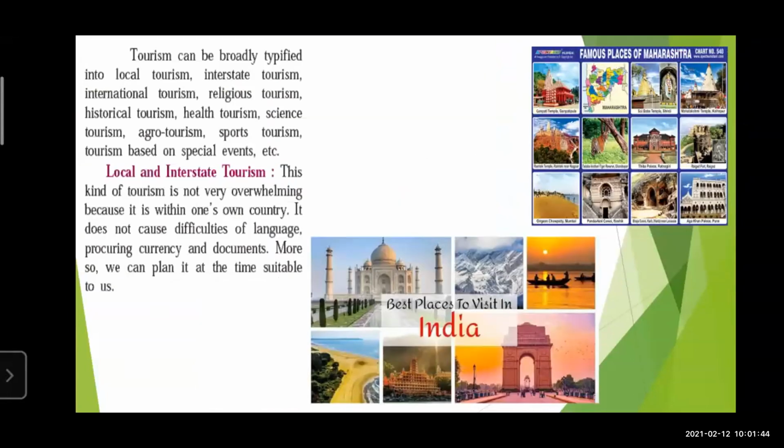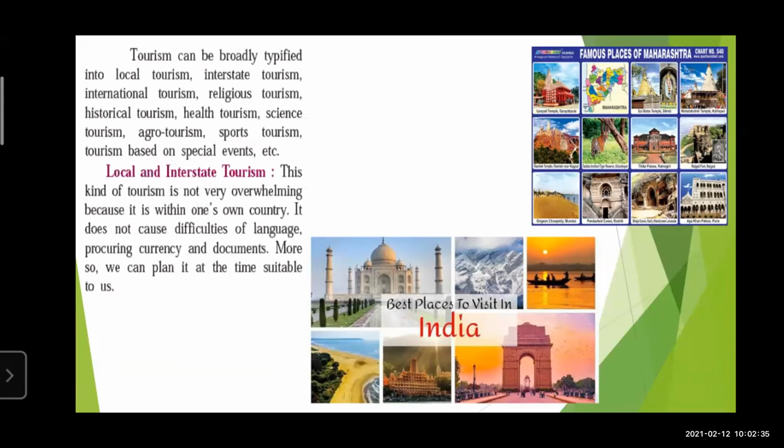Now, tourism can be broadly classified into local tourism, interstate tourism, international tourism, religious tourism, historical tourism, health tourism, science tourism, which is visiting scientific landmarks including museums, laboratories, observatories, and universities, agrotourism, sports tourism, tourism based on special events, etc. So, students, these are the different types of tourism which are undertaken, where people visit different places for different purposes related to these types of tourism.